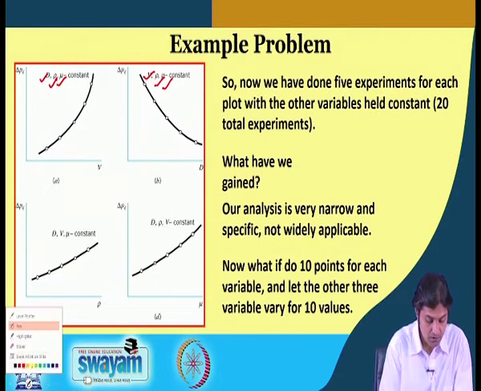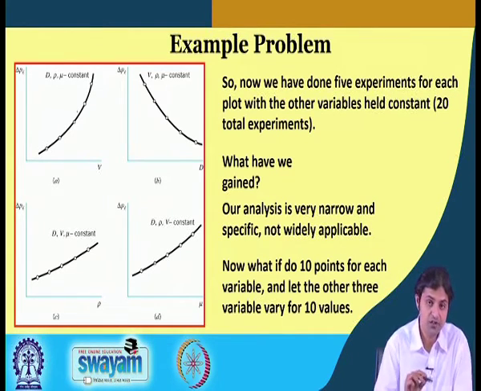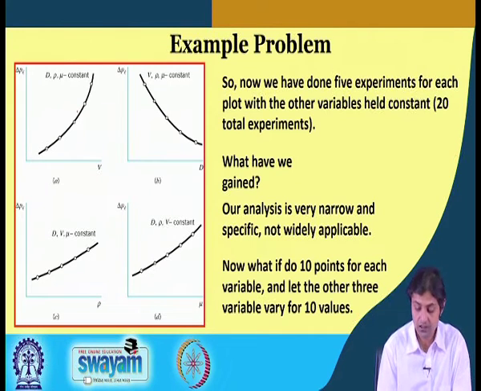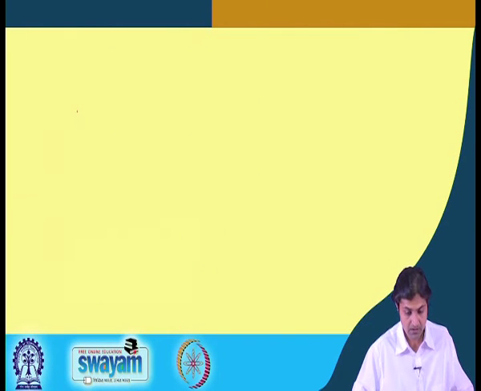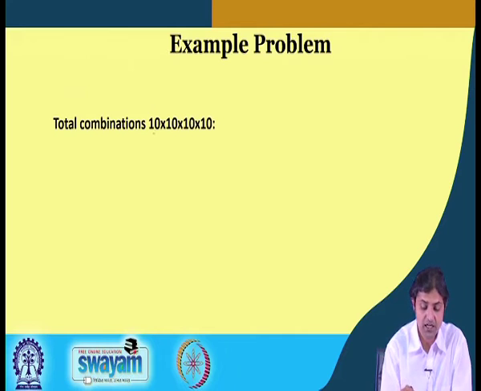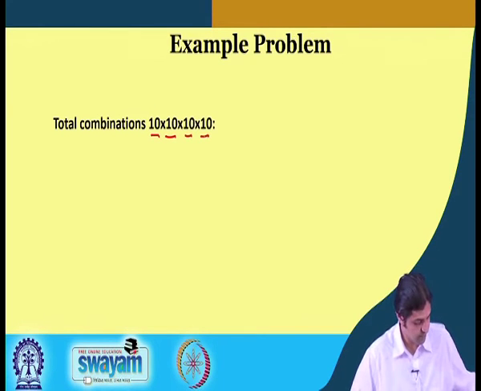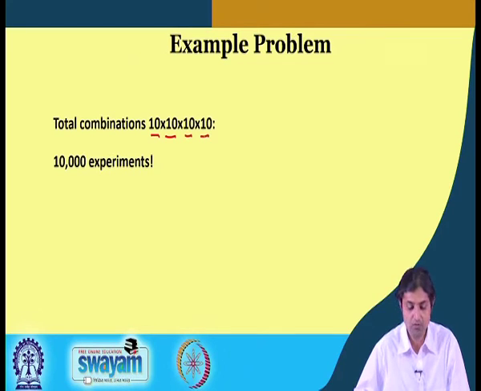Now, if we decide, okay, we will do 10 points for each variable and let the other 3 variables vary for 10 values. So instead of 5 here we do 10, and the other 3 variables can also vary for 10 different values. So the total combination, because there are 4 variables, what is going to be the number of experiments? 10 into 10 into 10 into 10, right. So there will be 10,000 experiments that we have to conduct, and conducting 10,000 experiments to make it more widely applicable is not a very good idea. This is definitely possible, but normally it is not preferred.